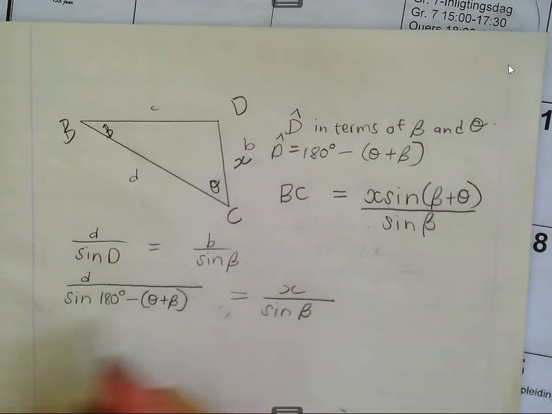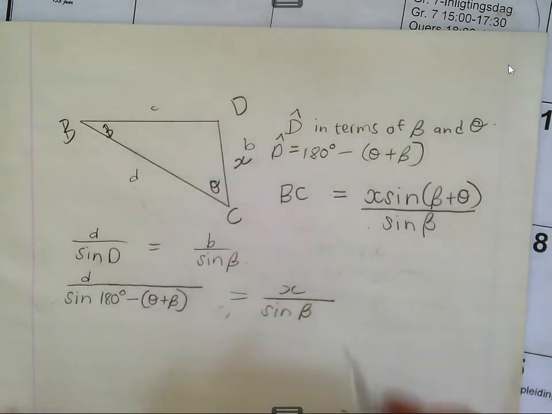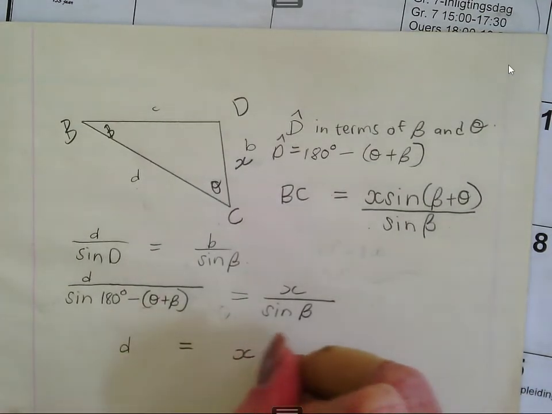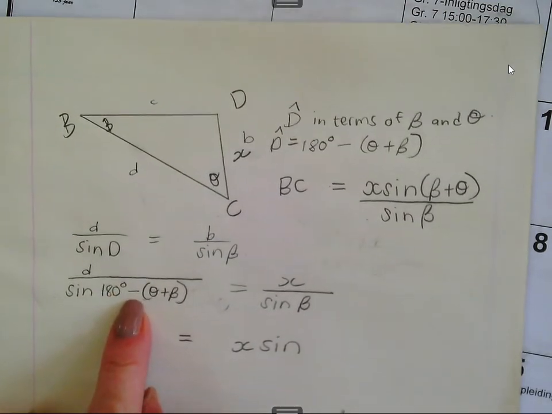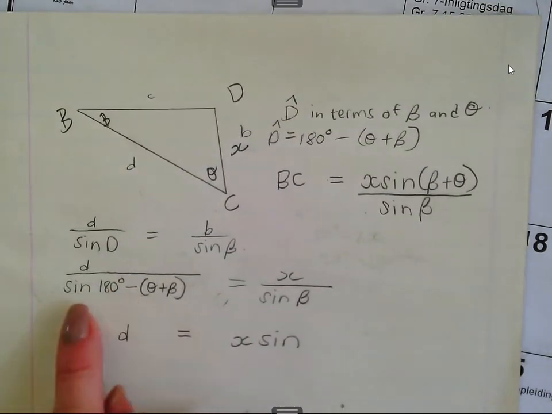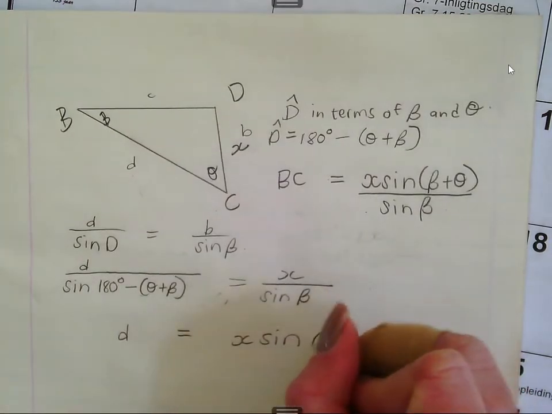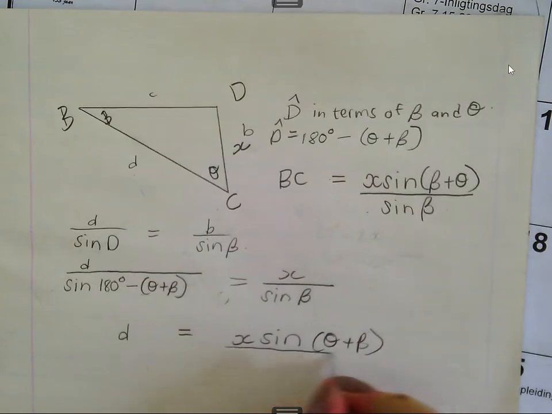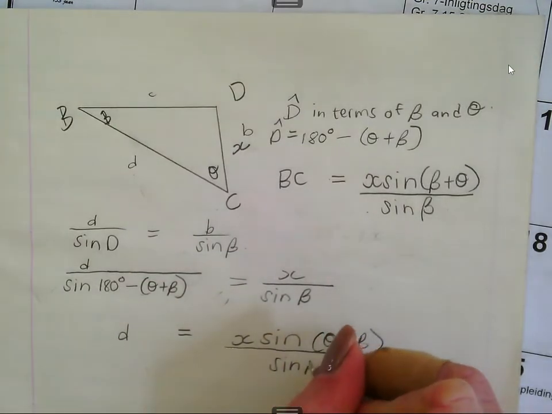I'm going to take this thing over to the other side because that is what I would have done if this was a normal sum. But remember, I also said I will write it now here. 180 minus puts me in the second quadrant. And what is sin in the second quadrant? Positive, so it can just go away without any effort. Theta plus beta, and you can write beta plus theta, it makes no difference, over sin beta.